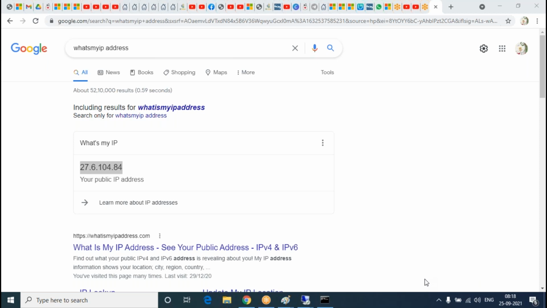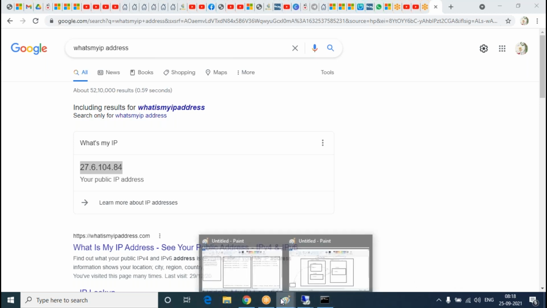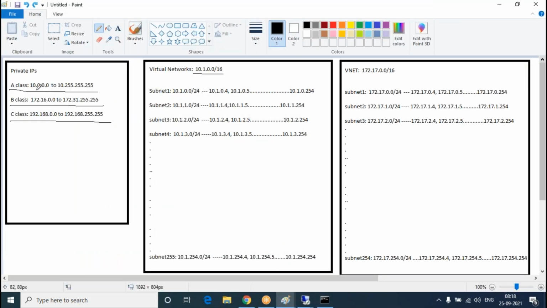This is a purely public IP. How do I say this? Is it falling under these ranges? No. Whatever the IP is, what we discussed. It's not 10, it's not 172, it's not 192. Then it is a public IP. That way you can conclude it is a public IP.